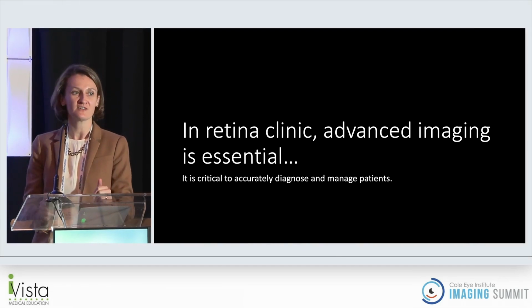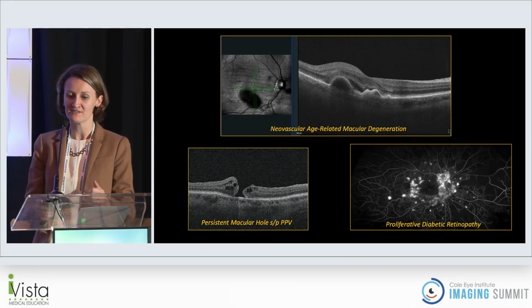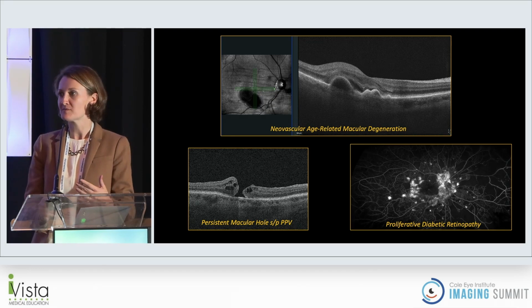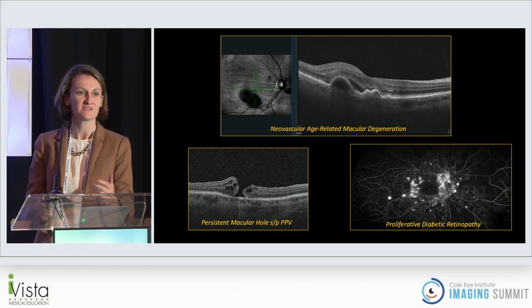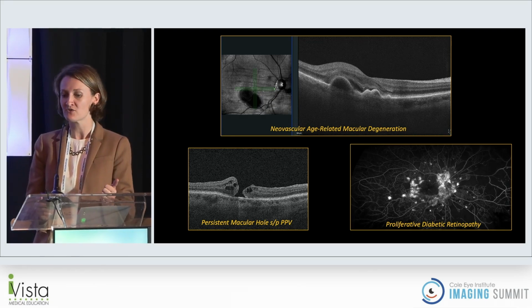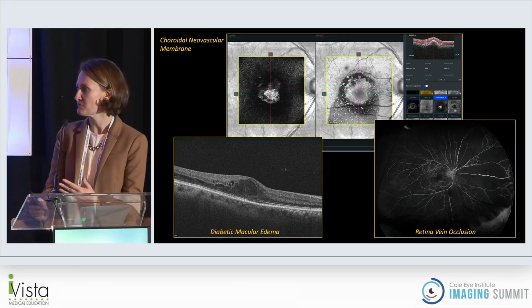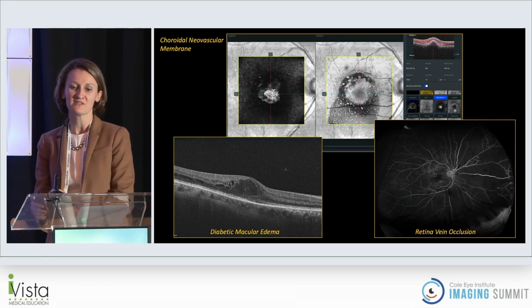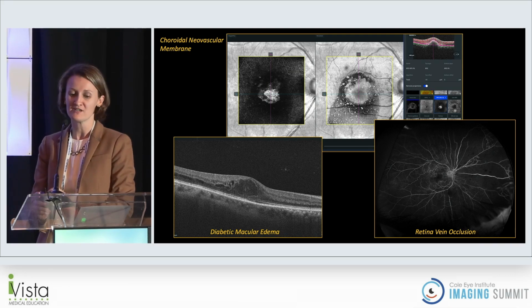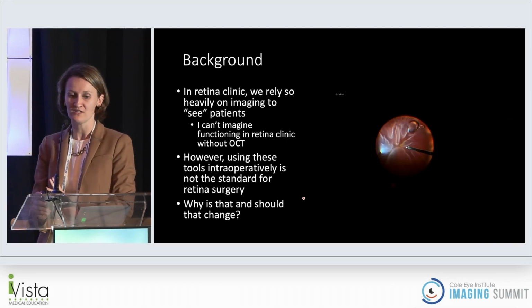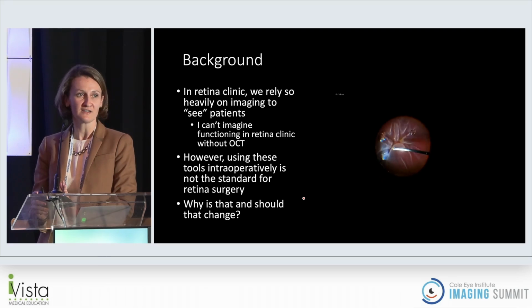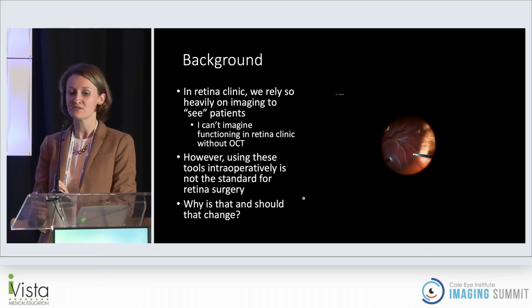It's critical for us to accurately diagnose and manage patients, whether it's diagnosing if someone has neovascular AMD, if they have a persistent macular hole after retina surgery, or if they have PDR. Similarly, we can use tools like OCTA to be able to tell if there's a CNVM, if there's edema in the setting of diabetes or a vein occlusion. So we really, in retina clinic, rely so heavily on these images to see patients.